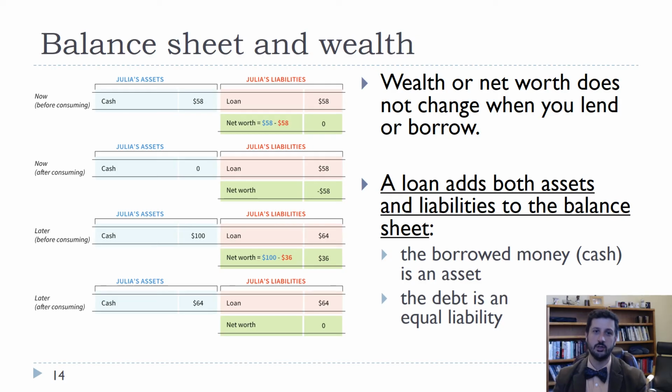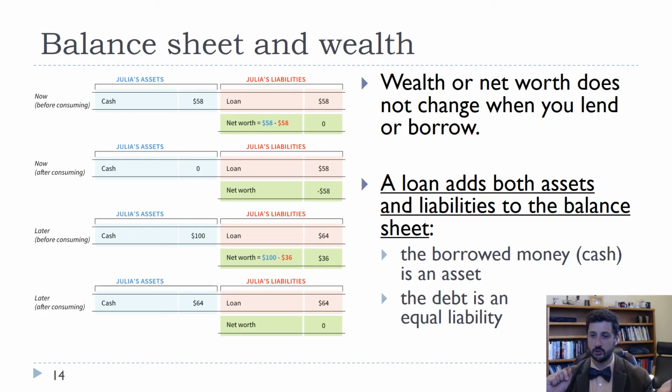So if we think about Julia, if Julia borrows $58, then she has $58 of cash, right? The bank gave her $58, or the lender gave her $58, but she also owes $58 to whomever she borrowed the money from. So her net worth is still just zero. If she consumes with that $58, right, then now she has zero, but she still owes that loan of $58. So her net worth is minus 58, right? That's that negative net worth we talked about.